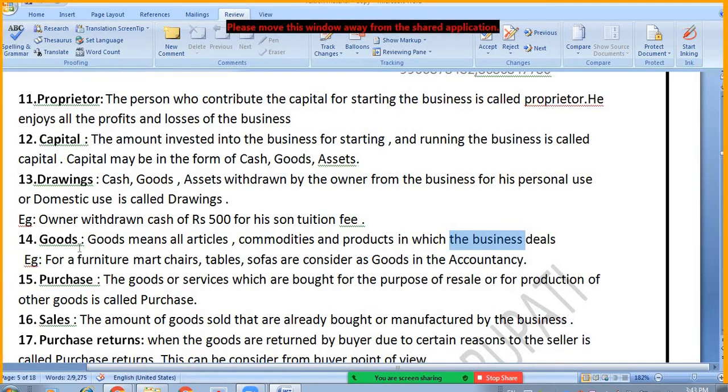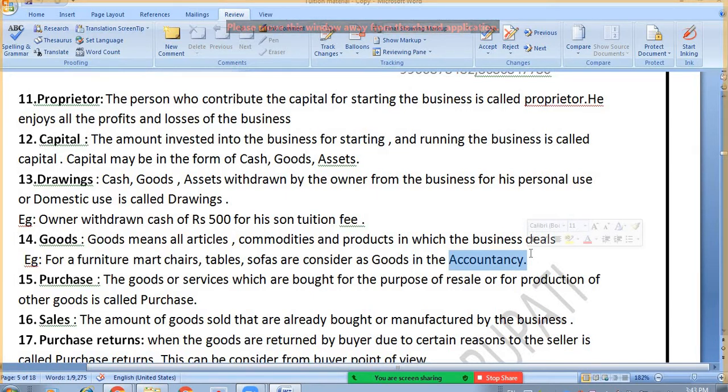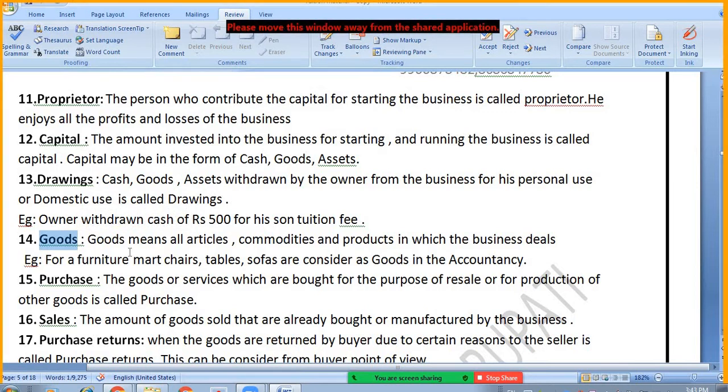For example, for a furniture mart, chairs, tables and sofas are considered as goods from the accountancy point of view. Goods in accountancy means whatever products the business is dealing in, such products are considered as goods. Actually the goods are meant for the purpose of sales.